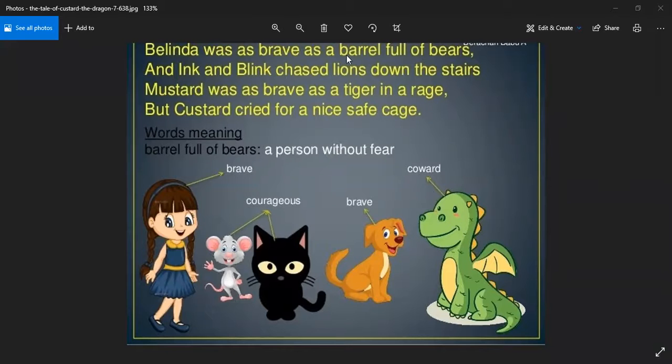So Belinda says, fine, Ink and Blink, we can chase lions also. Means we are so courageous, this mouse and cat. And he says that I'm just like a tiger. So these are the similes. We will do poetic devices later, but I'm just introducing the traits of these characters. Is this clear to you all?